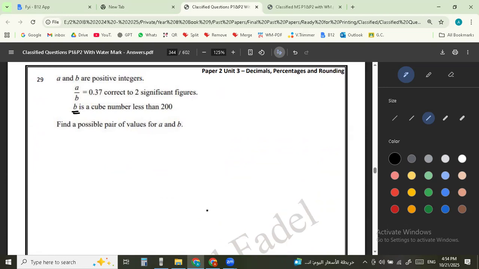Well, for example, 125 is a cube number that is less than 200. I can say also that 64 is a cube number that is less than 200, and we've got also 27, we've got also 8, and maybe also 1, by the way. All of these are cube numbers that are less than 200.